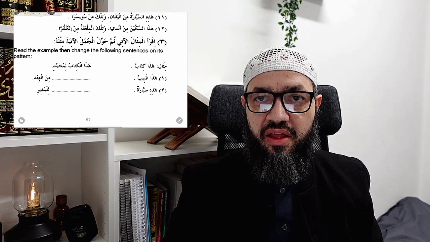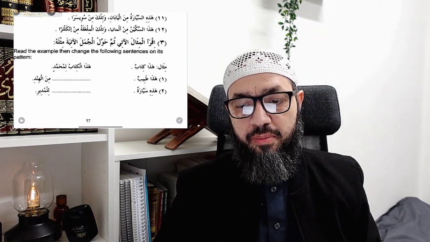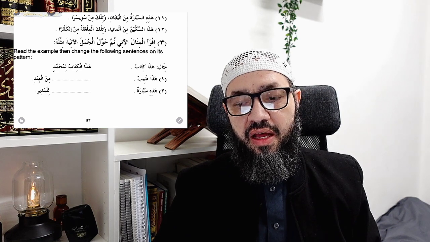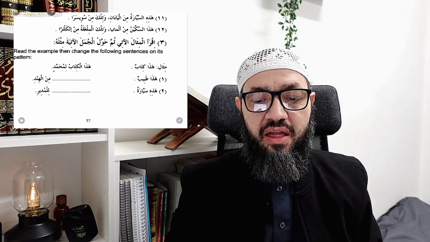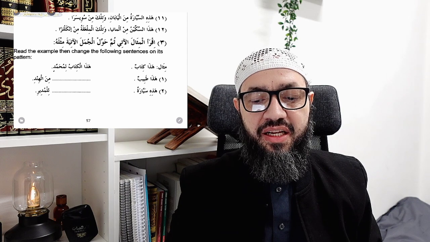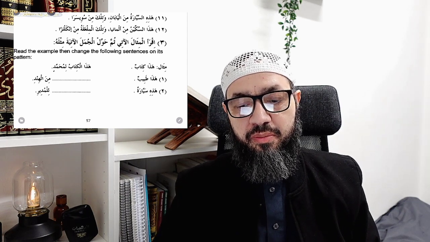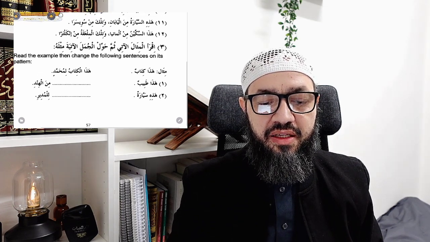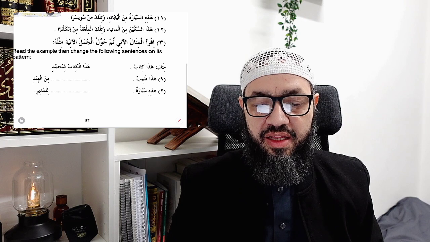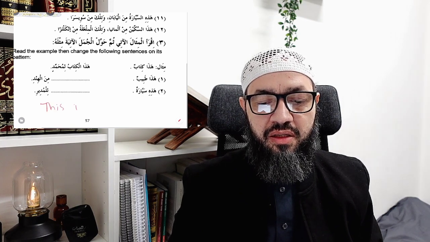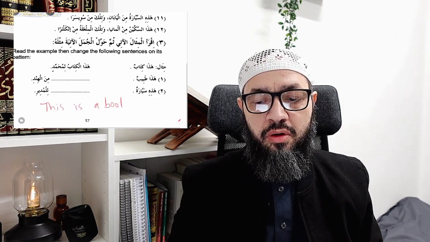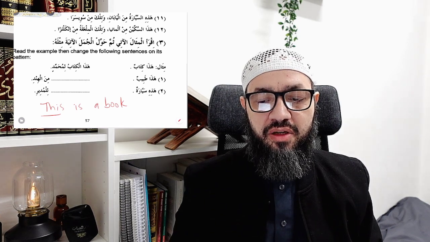It says هذا كتاب, this is a book, all right? Then it says هذا الكتاب لمحمد, this book belongs to Muhammad. So there's two sentences there. And as you can see, there's a difference between when I say this is a book and when I say this book is Muhammad's. This is a book, right? This becomes the subject. A book is the predicate, the khabar, right? In that sentence, it comes after is.